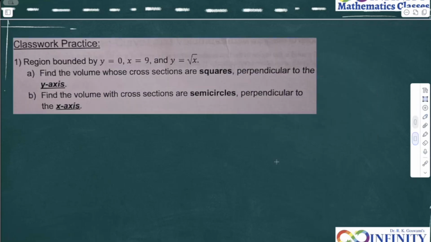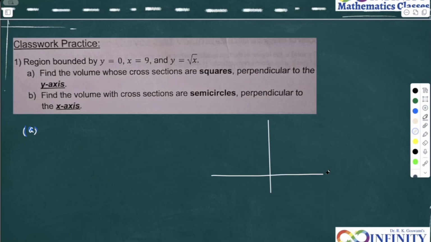It is the class work practice. Region bounded by y equals 0, x equals 9, and y equals square root of x. Find the volume when the cross section is a square perpendicular to the y-axis. Okay, and so there are two figures you will have to make separately. First, for the A part, help me in drawing the graph.